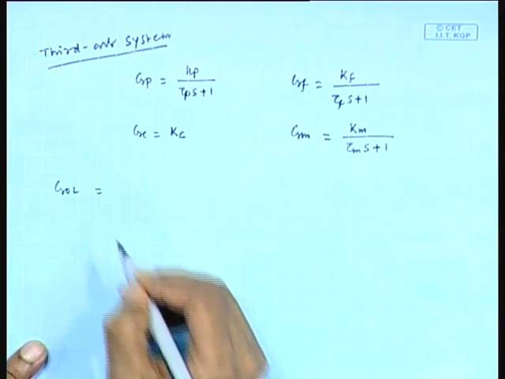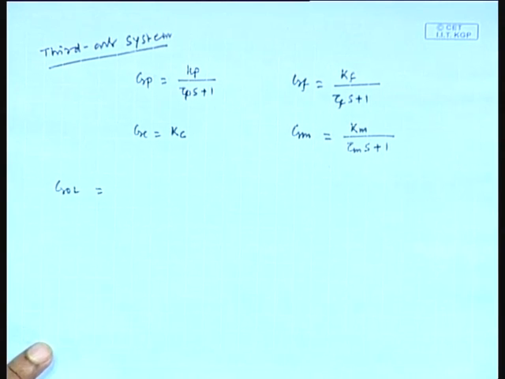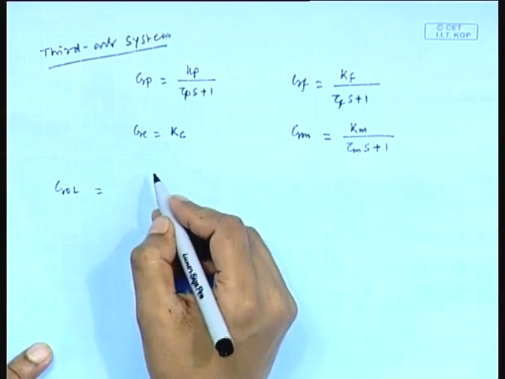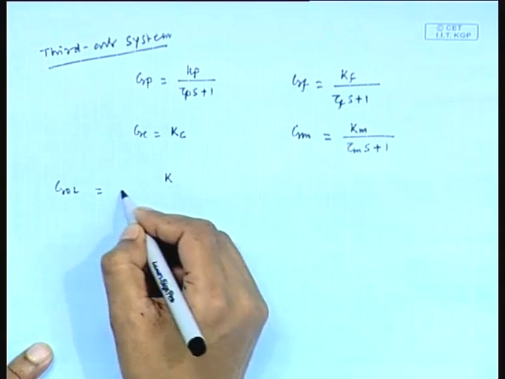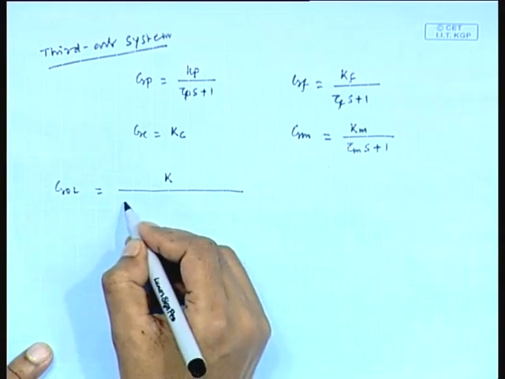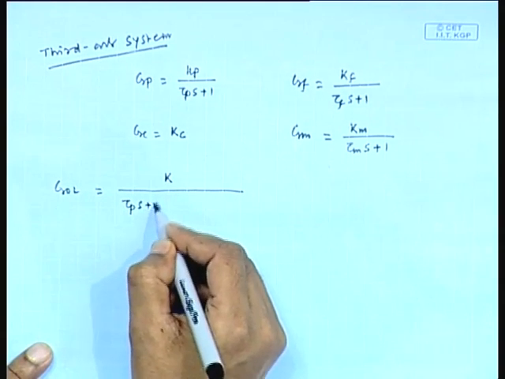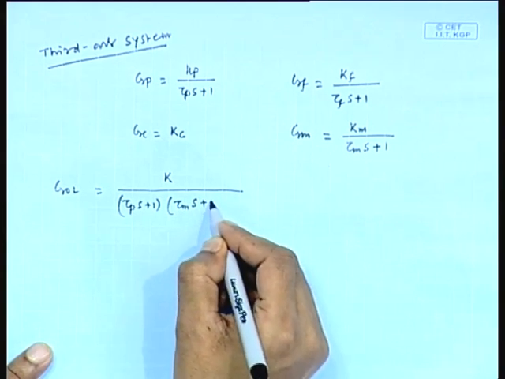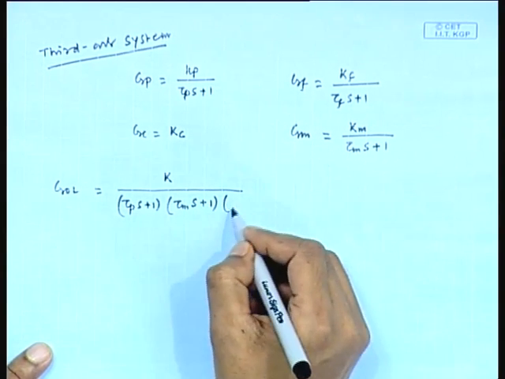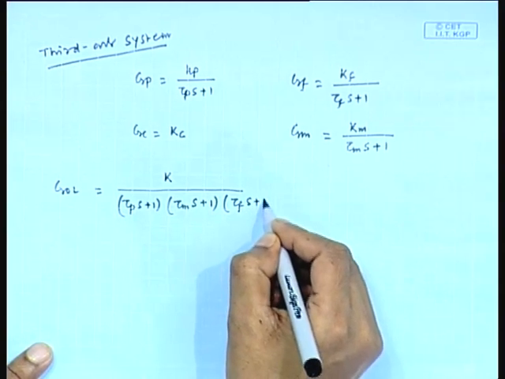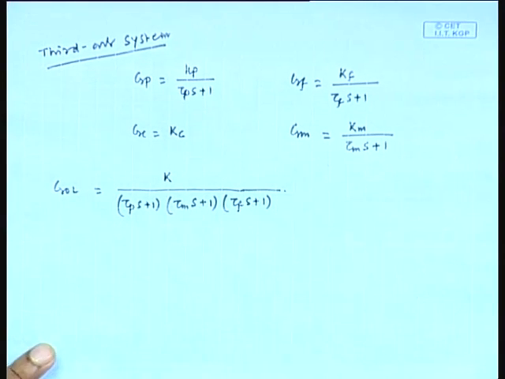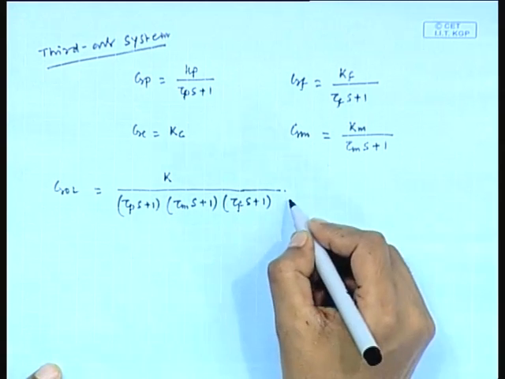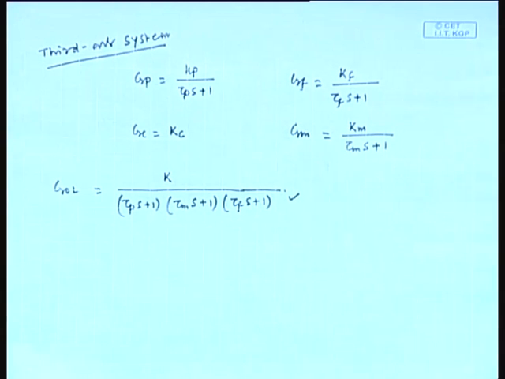So, obviously, the open loop transfer function becomes a third order transfer function. I mean, we can write it as K divided by tau P s plus 1, tau M s plus 1, tau F s plus 1. This is the open loop transfer function for the example system.